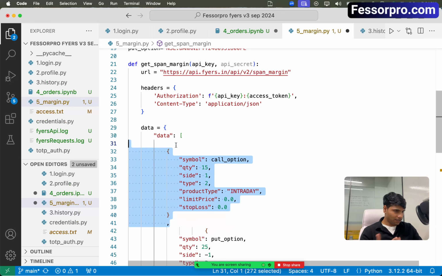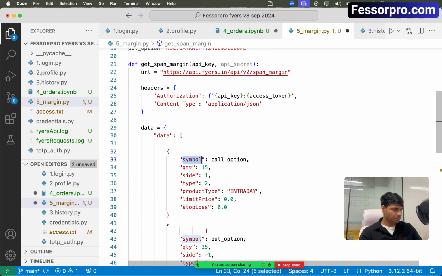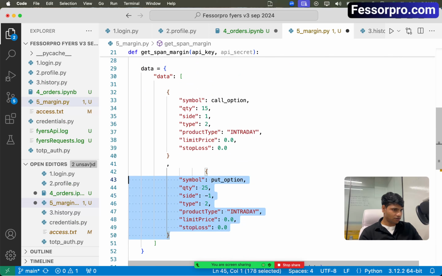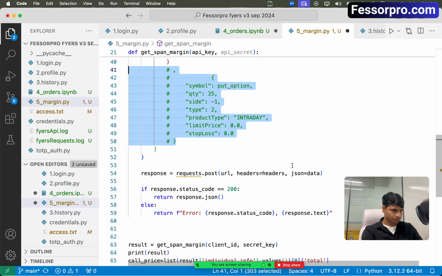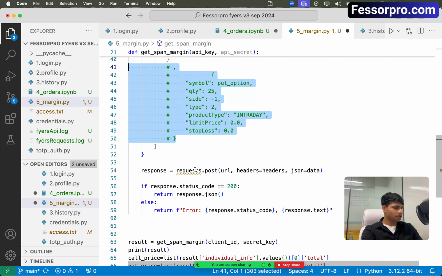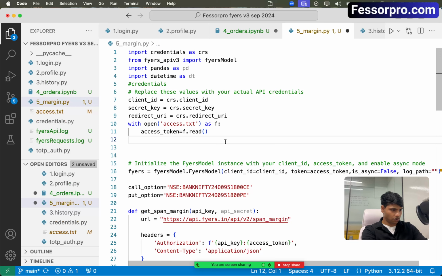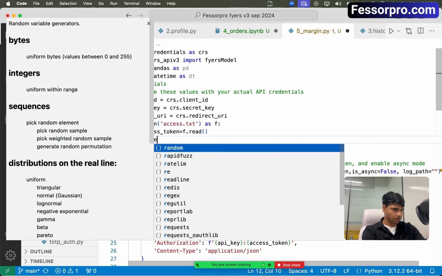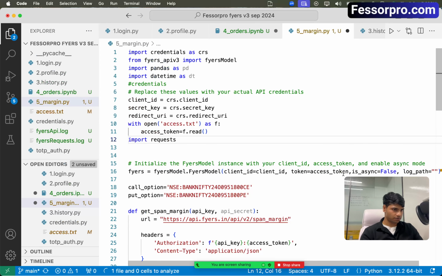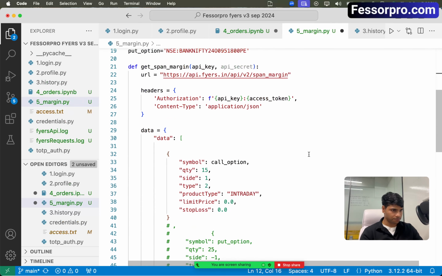Okay, I'll repeat again. Inside the data, I've created a list. Inside the list, I've created a dictionary where I have a symbol, I have quantity, I have side, I have type, everything. I'll just comment the other code. This code I'll just comment for now. And then you need to import the request library also. Import request. I already have it. If you don't have it, you need to install. You have to write pip install request.